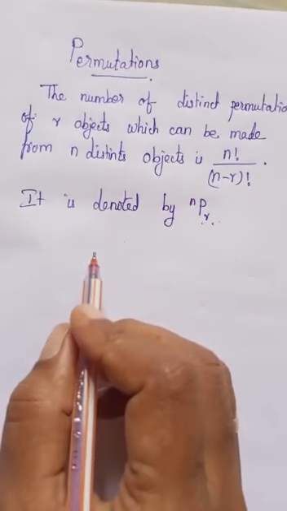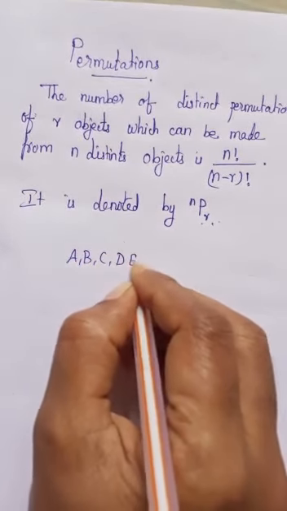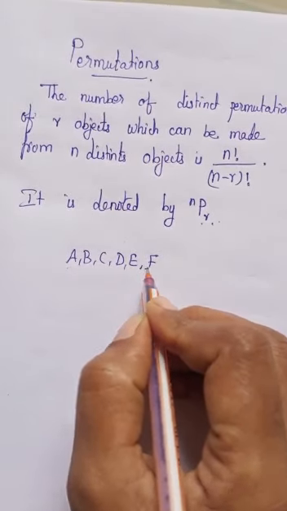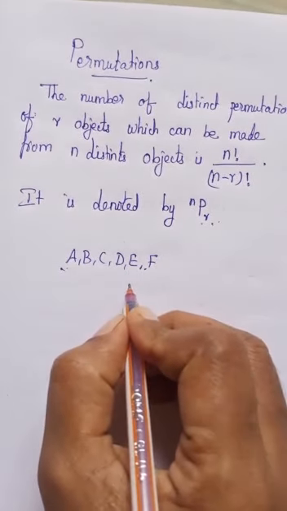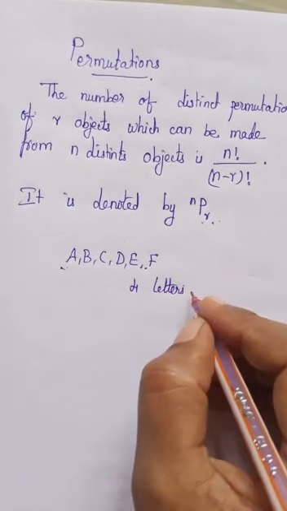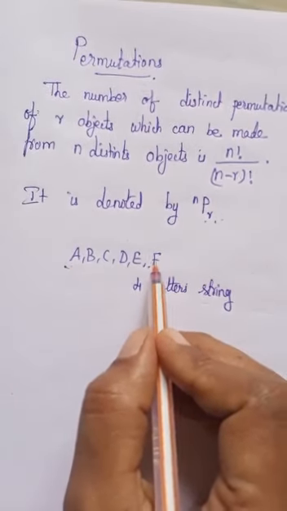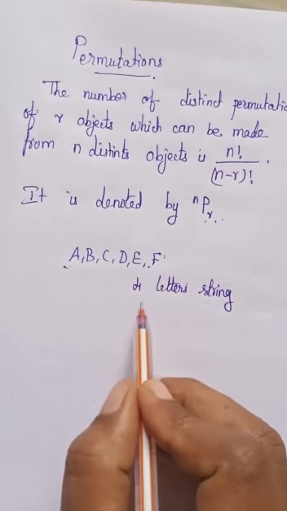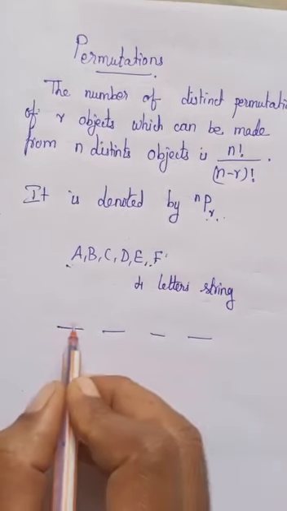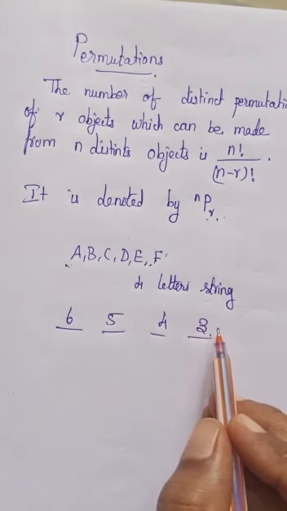Example, we will derive that formula. We have A, B, C, D, E, F. So total here we have 6 letters, isn't it? Among the 6 letters, we need only 4 letters. Select any 4 letters, or a 4 letter string we need. From 6 we need a 4 letter string. So 4 letter string, how will we write it? 4 dashes we will make, isn't it? So 6, 5, 4, 3. Am I right? This is the way we will be using.